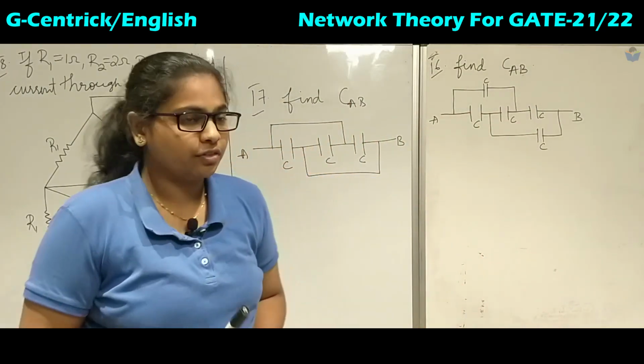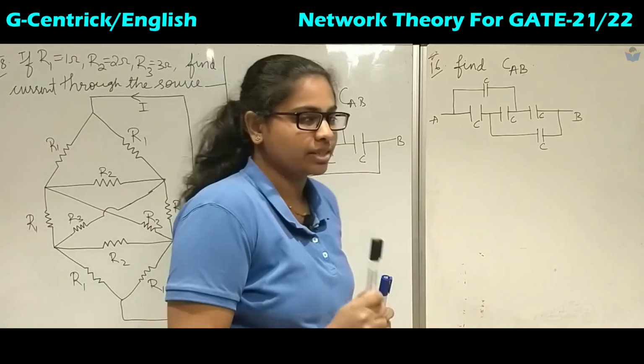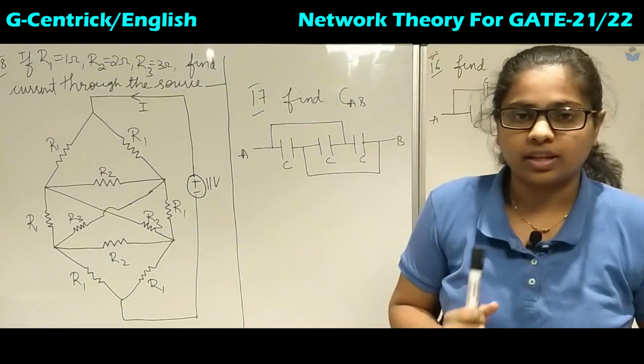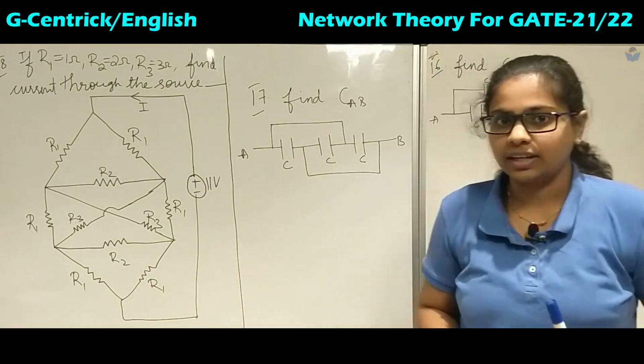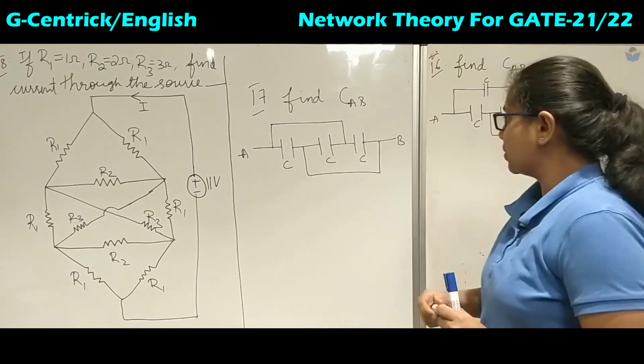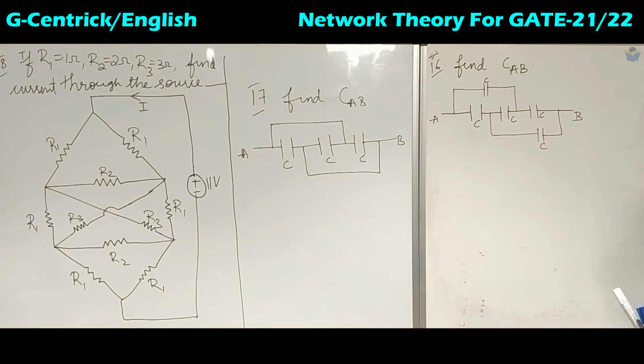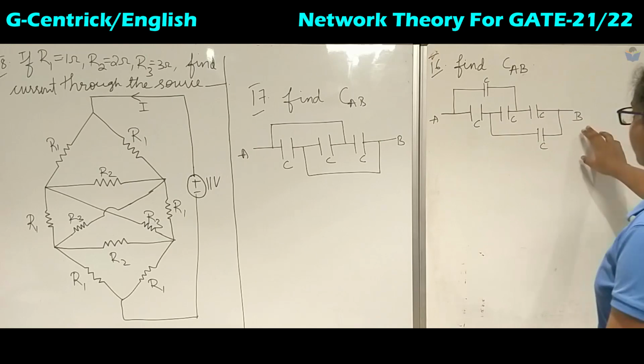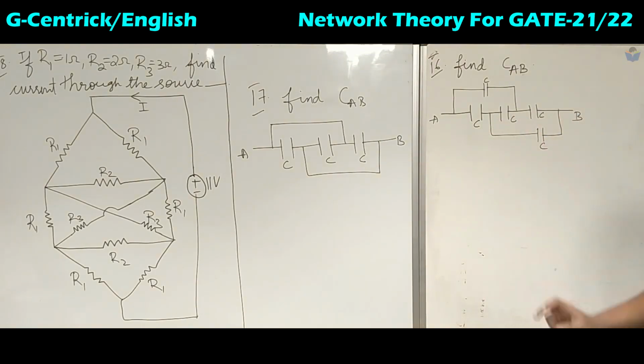So in this lecture we will see equivalent capacitance based problems. In the last lecture we completed the equivalent resistance problems. Coming to the 16th question, they have asked us to find CAB, that is the equivalent capacitance across the two ends of this branch, point A and point B.